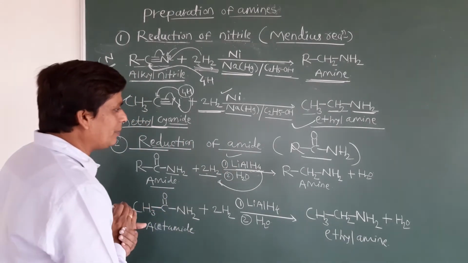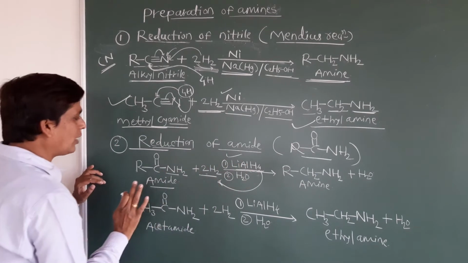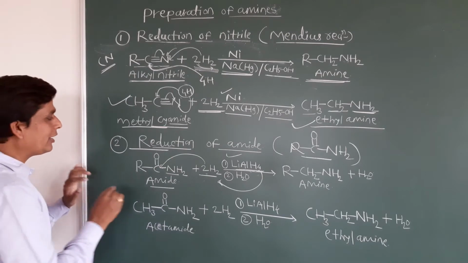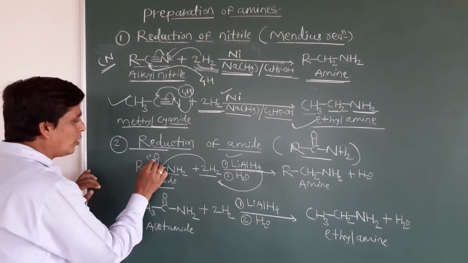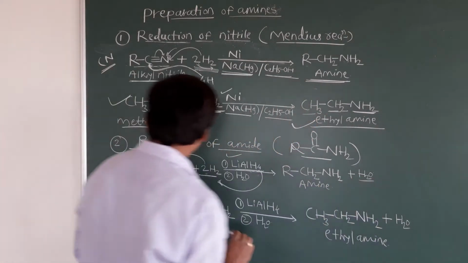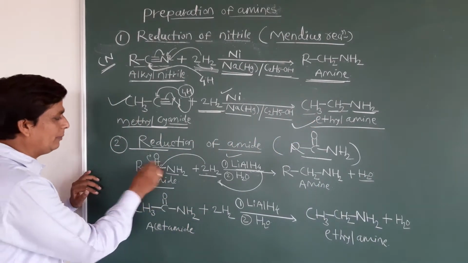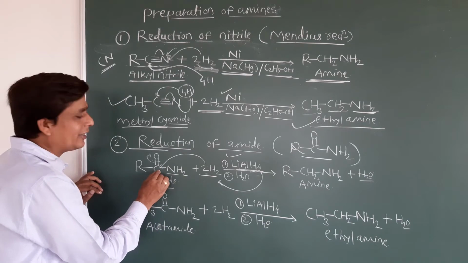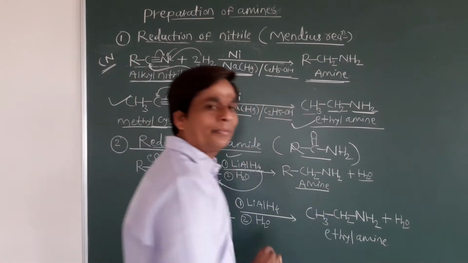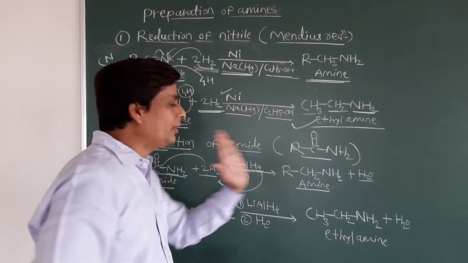See, students, what happens now. Out of these 4 hydrogens, 2 hydrogens get attached to this carbon. Then the bond breaks, and this oxygen and the remaining 2 hydrogens leave as H2O. Now clear? Very simple. The bond breaks from here, 2 hydrogens are attached here, giving R-CH2-NH2. So simply we get an amine. By using an amide, you get an amine.